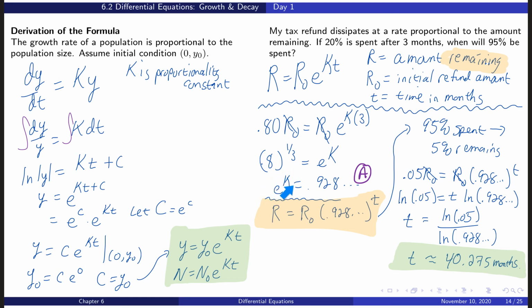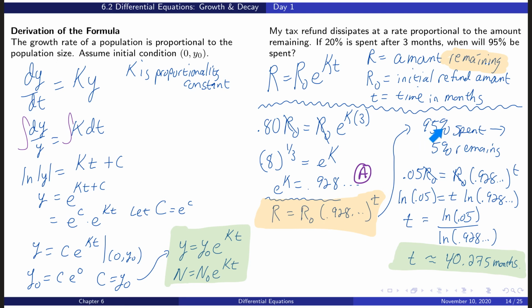And the reason for that is that this 0.928 has an interpretation value. Because this is less than 1, that means that I have decay. My initial amount times a number less than 1 means I'm going to have less than my initial amount. In other words, I'm spending my refund. As time goes on, this number is going to keep getting multiplied by itself, which means R0 is going to be multiplied by a smaller and smaller amount.